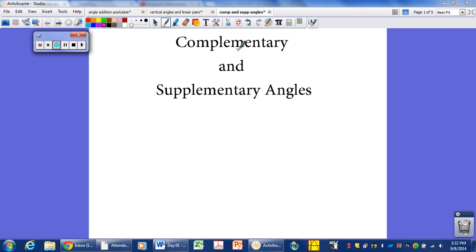In this video, we're talking about complementary and supplementary angles, how they deal with geometry. By definition, two angles are complementary if they sum to 90 degrees. So complementary angles are those that sum to 90 degrees. Okay, they add to 90.